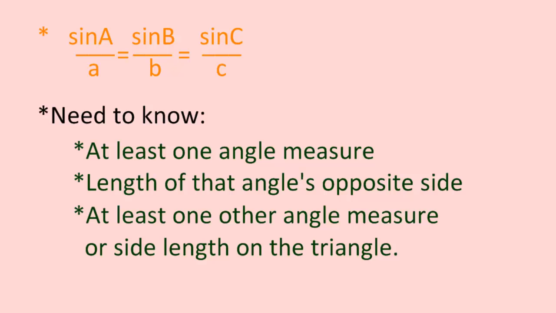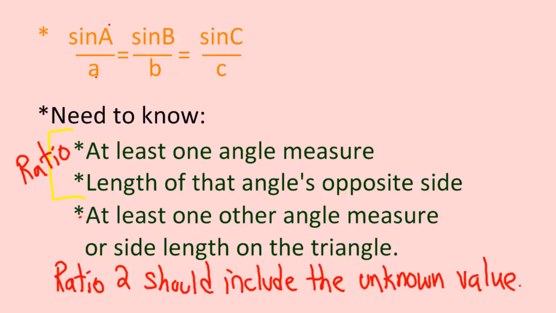With this information, what you'll be able to do is make a ratio out of the angle measure that you know and the length of its opposite side. Because in ratio 2, you should include the unknown value. If they're asking you for a side length, include that in ratio 2. If they're asking you for an angle measure, include that in ratio 2. Once you have your 2 ratios, set them equal to form a proportion, and of course you can solve a proportion by cross multiplying. Let's put this into action with some examples.